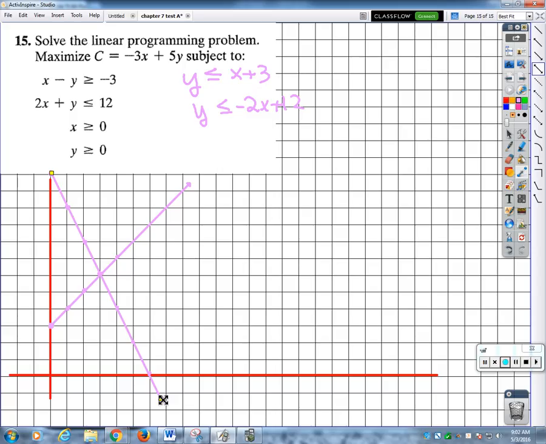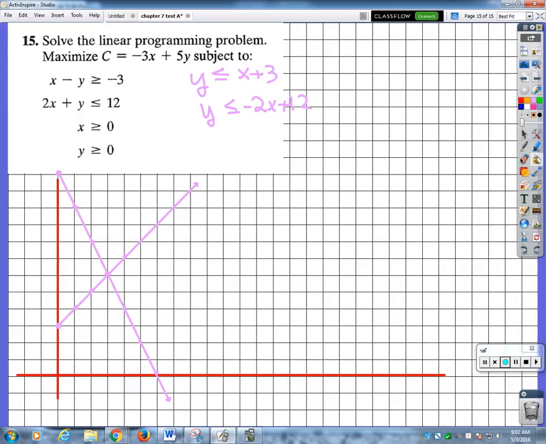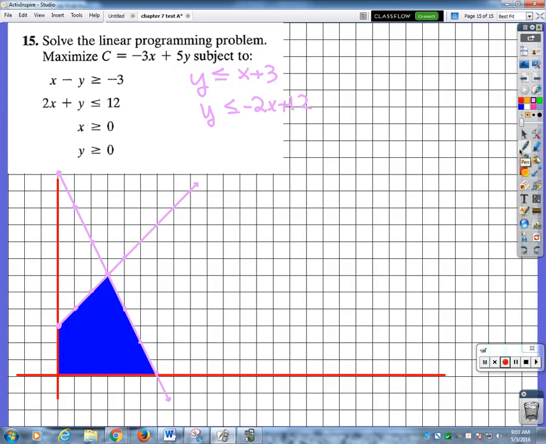We want the maximum though. So we are below both of those lines. So this is our little region right there. So we have 4 corner points. One of them is 0, 0. Pretty sure that's not going to give us a maximum. Do you have to try them all?